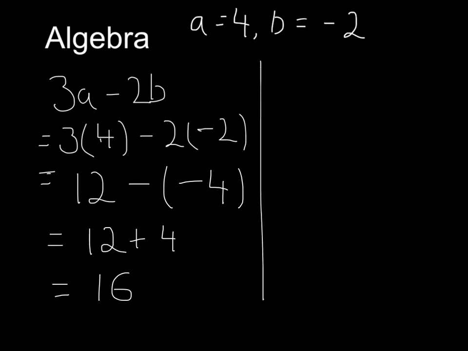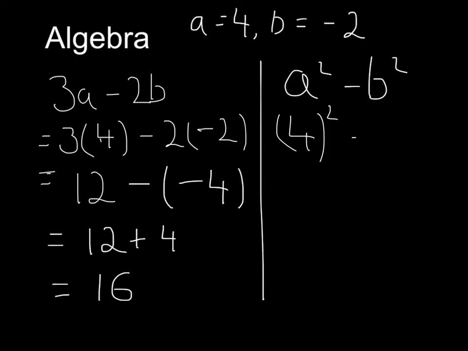Now, what if we had something else like a squared minus b squared? Okay, so again, what's our value of a? It's 4. Okay, so let's just put 4. I like to keep them in brackets just so I don't get confused. So 4 squared minus, and what's the value of b? Okay, so b is minus 2. Put a minus 2 in there, squared.